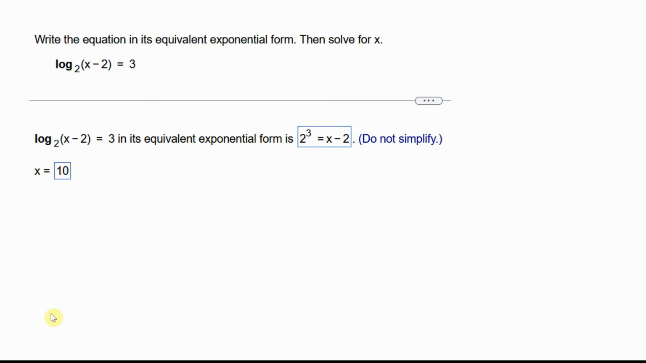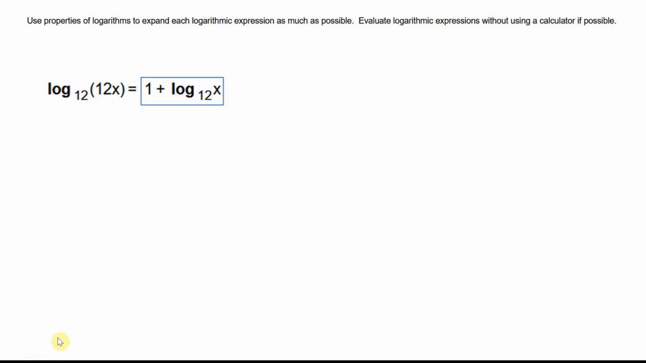All right, we're going to use the definition. If and only if, the same statement here. The left is equivalent to the right, and the right is equivalent to the left. This is the base raised to y is equal to, here x is being represented by x minus 2. So here we have 8 is equal to x minus 2. Add 2 on both sides, we get 10 is equal to x.